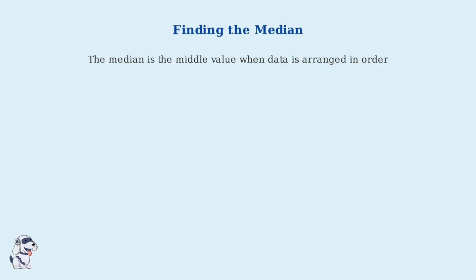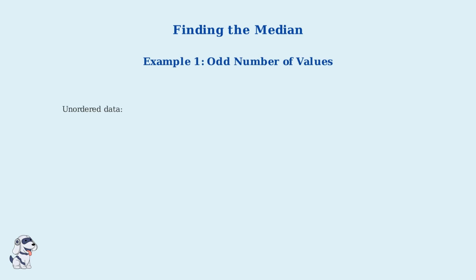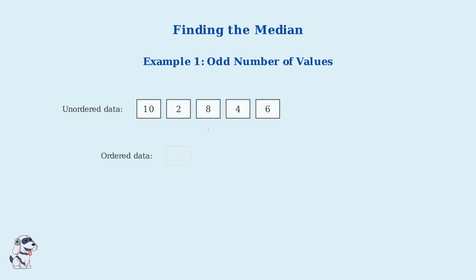our data set. The median is a measure of central tendency that represents the middle value when data is arranged in ascending or descending order. Let's start with our first example using the data set, 10, 2, 8, 4, 6. First, we need to arrange these values in ascending order. When we arrange the data in ascending order, we get 2, 4, 6, 8, 10. Now we can identify the median. Since we have 5 values, the median is the third value, which is 6. This is our middle value.